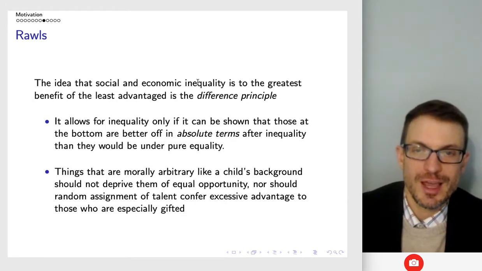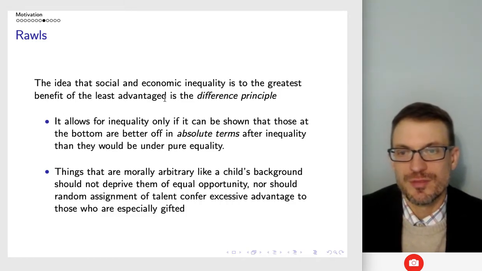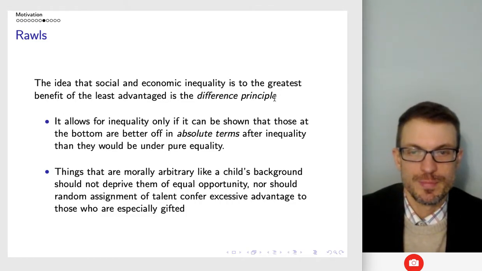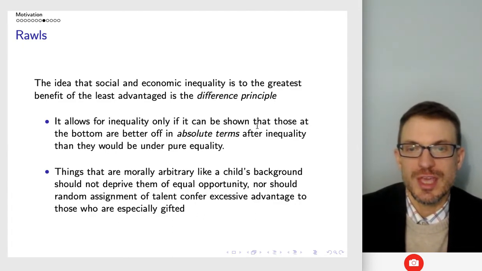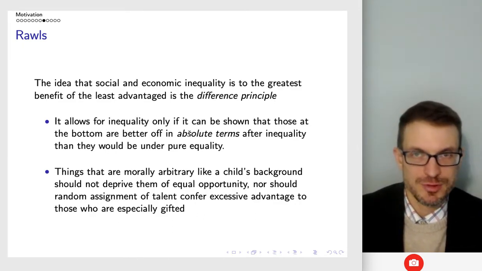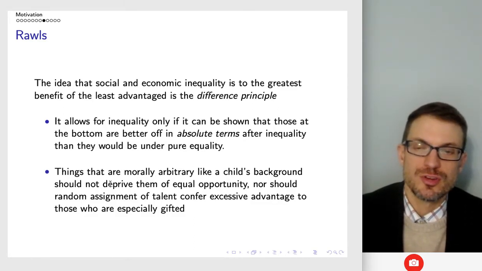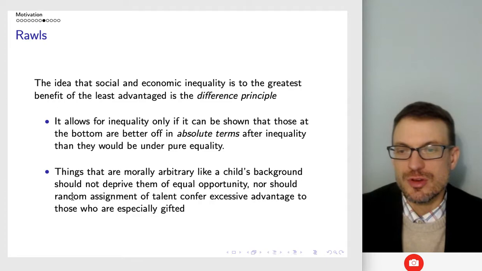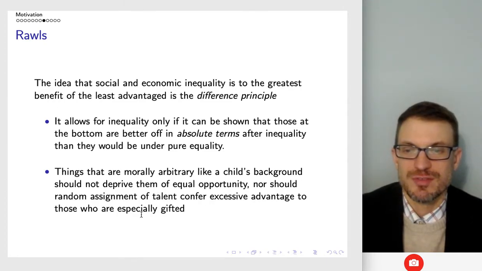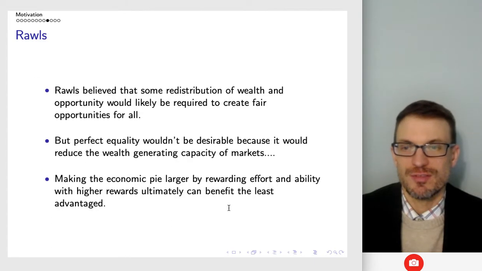So the idea that social and economic inequality is to the greatest benefit of the least advantaged is the difference principle. It allows for inequality if and only if it can be shown that those at the bottom are better off in absolute terms after inequality than they would be under pure equality. So things that are morally arbitrary, like background, shouldn't deprive someone of equal opportunity, nor should the random assignment of talent confer excessive advantage to those who are especially gifted, right? So think about that. Think about the degree to which being talented confers advantage. We want to think about not conferring excessive advantage.